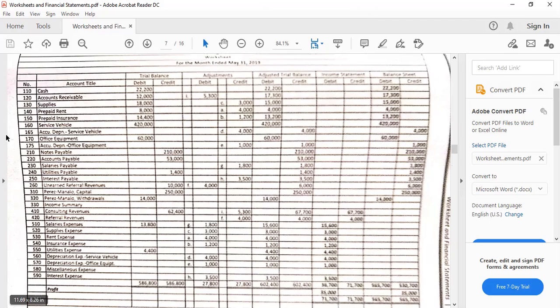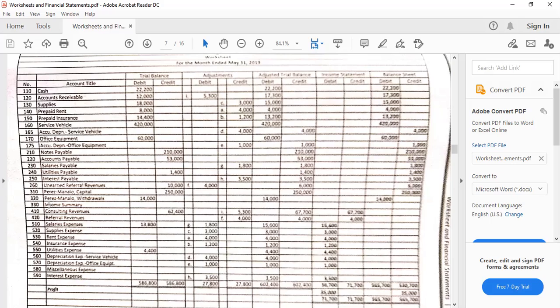If we notice the order of the account titles from here, we would always realize that they are arranged from assets down to expenses. So if you know the order, assets from cash to accumulated depreciation, which is a non-current asset, then notes payable down to unearned referral revenues, liabilities. So assets, liabilities, owner's equity or capital, drawing.